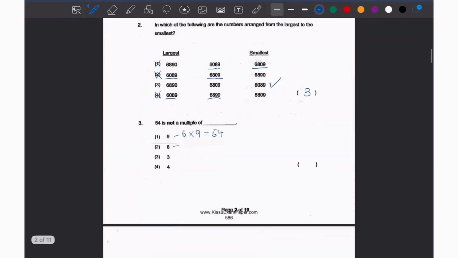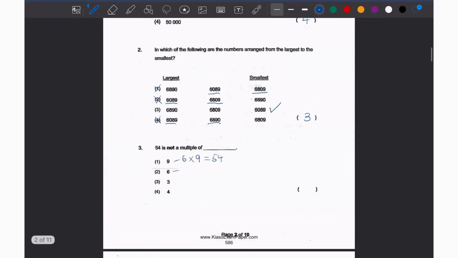For 6 also, you will realize that 54 is a multiple of 6 because it's 9 times 6, which gives me 54 as well. Then if you're good with your times table again, you realize that 54 is also a multiple of 3. It is 18 times 3, which gives me 54. This leaves us with only option 4. So 4 is not a multiple of 54. So our answer is 4.